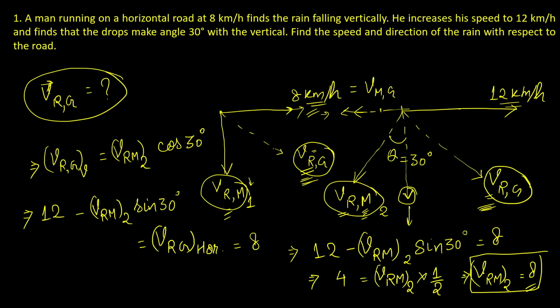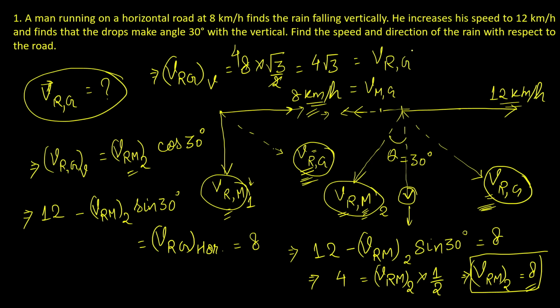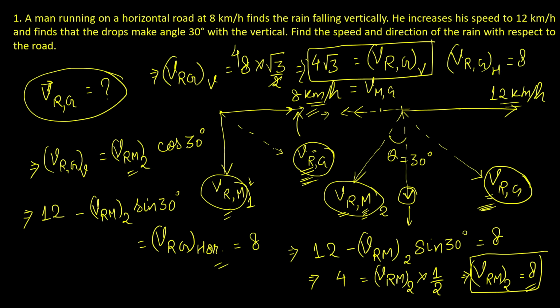So just put that V_RM2 value, which is 8, over here. Then we will get the V_RG vertical component as 8 cos 30. That is 8 into root 3 by 2, which is nothing but 4 root 3, because 2 times 4 is 8. So now we get the vertical component of rain with respect to ground, which is this 4 root 3. And the horizontal component we already know, that is the velocity of rain with respect to ground, horizontal component is this 8 kilometers per hour. Okay, so that is the answer.